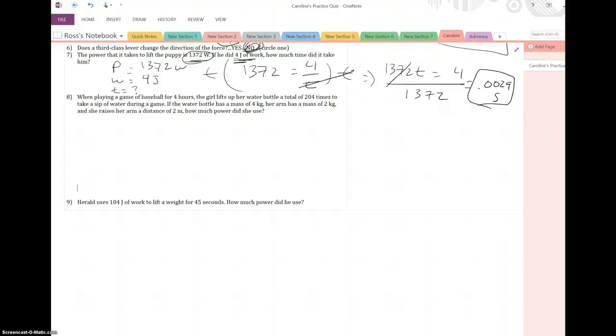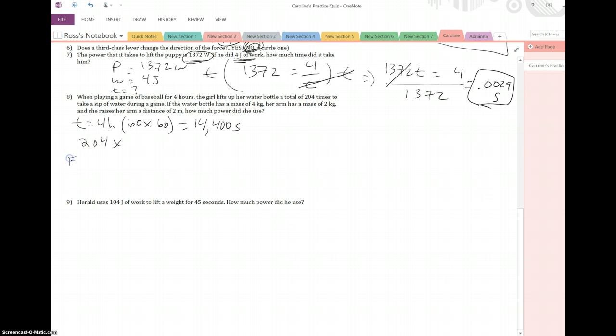All right. So first, let's start with time, because that's the first thing she gives us. So time is going to be 4 hours. If we multiply that by 60 minutes and by 60 seconds, that will get us to 14,400 seconds. We're doing this 204 times.